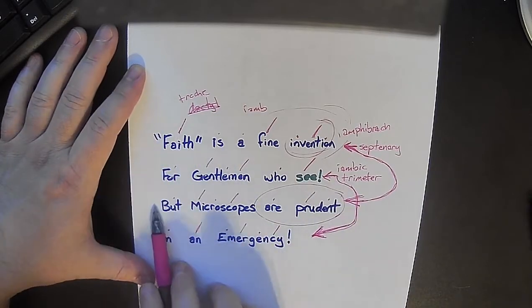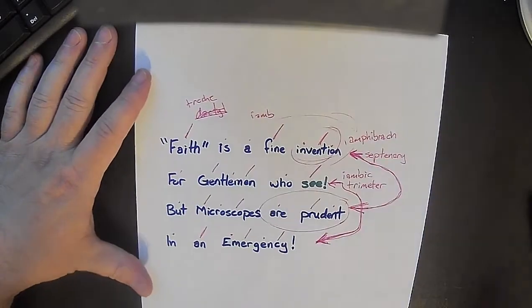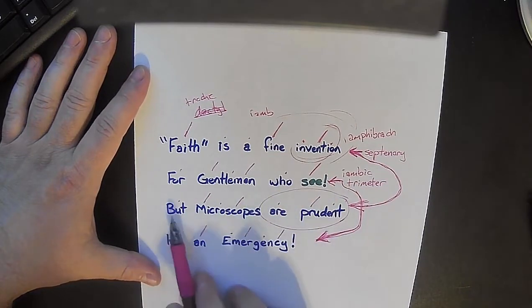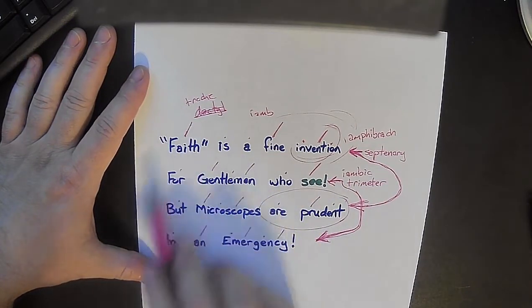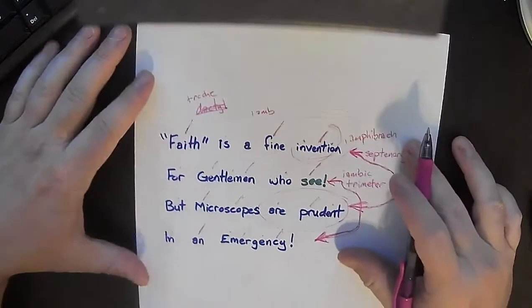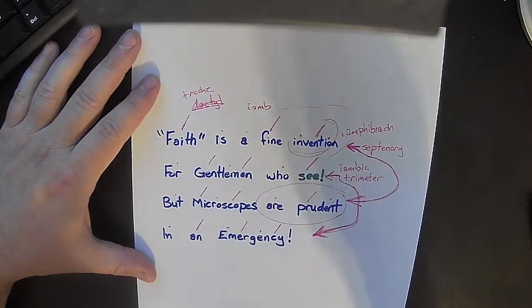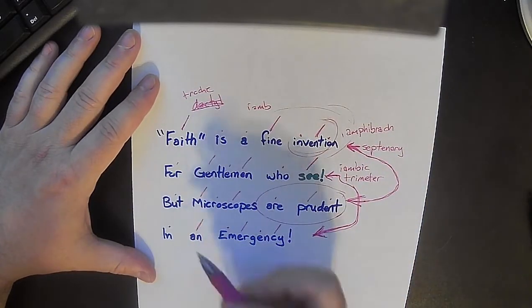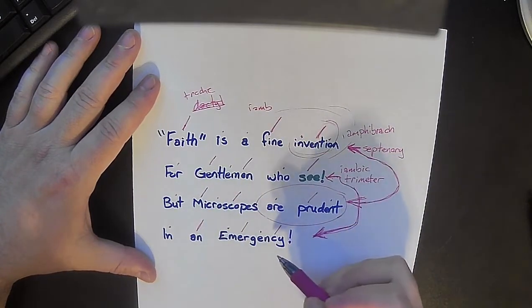So that's different from the first line, which was a trochee, an iamb, and an amphibrach. This is 2 iambs and an amphibrach. It's a little bit more sing-song than the first one, although the whole thing together gives it a little bit more of that sing-song feel. And an emergency. So now she's back to that septenary. Oh, actually, no, I'm sorry.